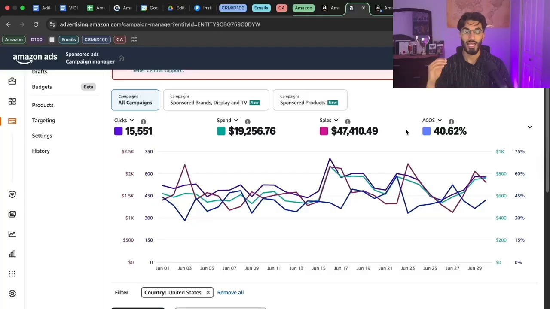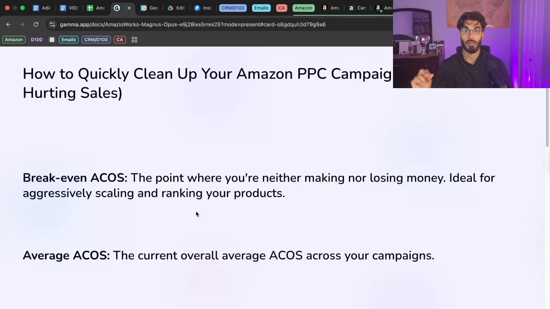So for this account, the average ACOS is 40%, but I know that this client is trying to aim for at least a 30% ACOS. So for now, our target ACOS is 30%.